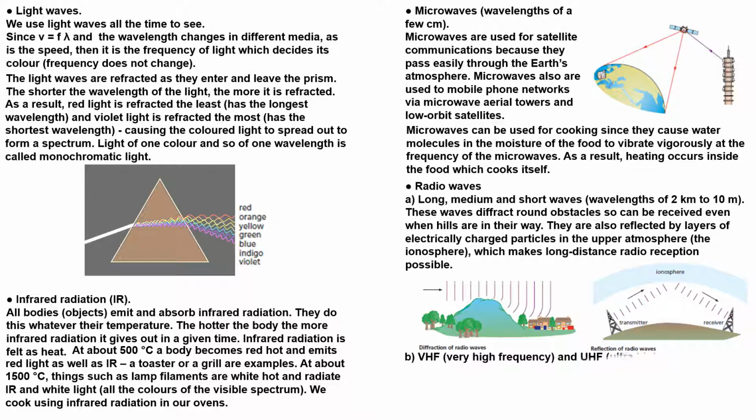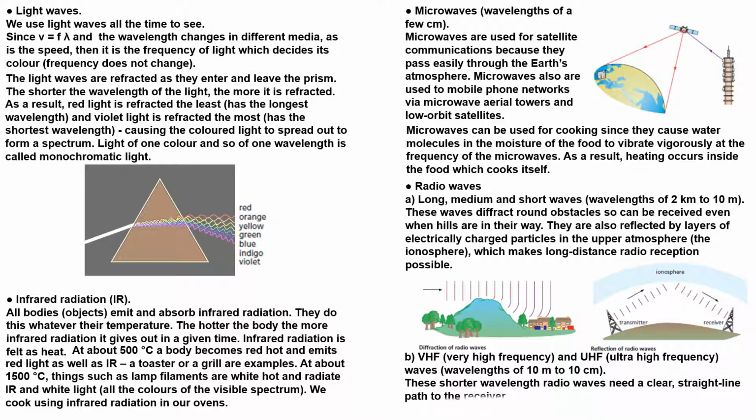Very high frequency and ultra high frequency waves. These shorter wavelength radio waves need a clear, straight line path to the receiver. They are not reflected by the ionosphere. They are used for local radio and for television.